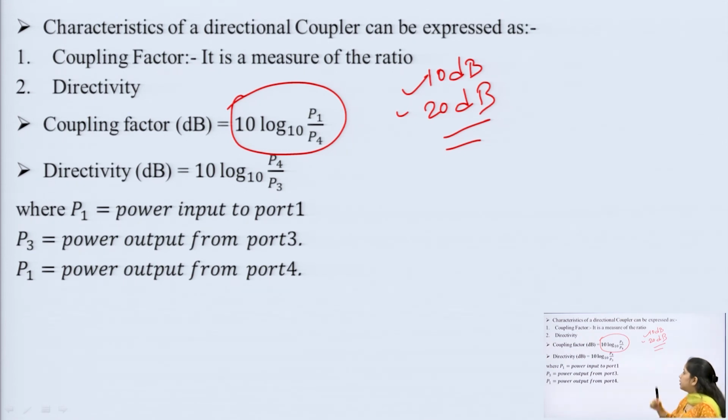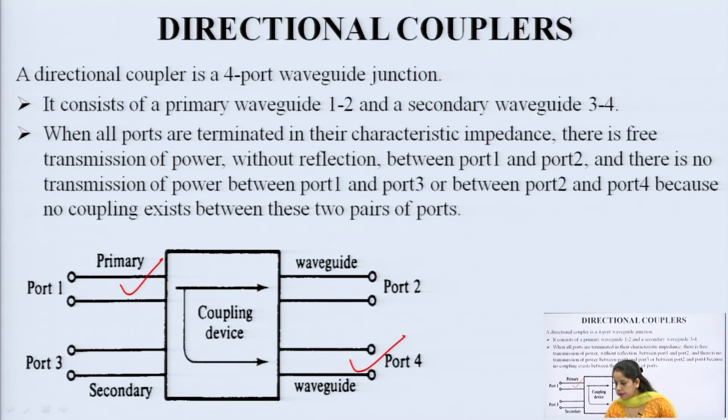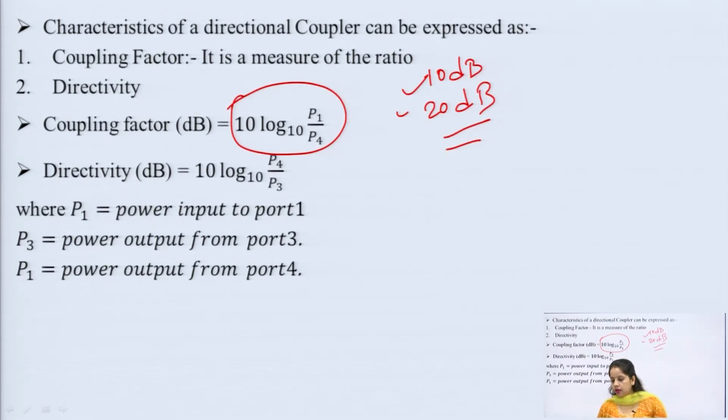And now comes the directivity. Directivity is basically a ratio between port 4 and port 3. Port 3 is the port where we have the backward wave, and basically it is avoided. P1 is the power input to port 1; P3 and P4 are the power outputs from port 3 and port 4.